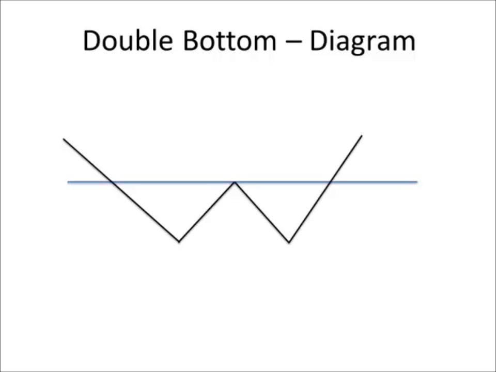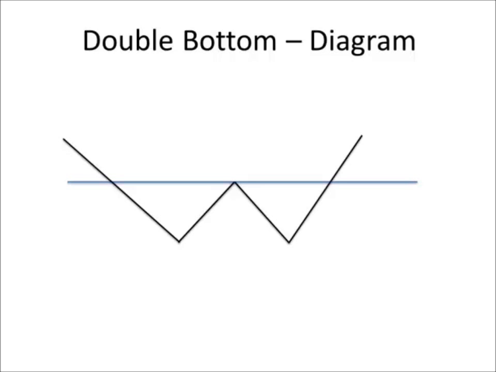Sorry, let's start again. Double bottom diagram. What we have here is a diagram of the double bottom pattern, and we should be fairly familiar with how this works by now. It is just the mirror image of the double top diagram. It is also very similar to the triple bottom. It has two bottoms instead of three. That's the main difference, as we discussed.